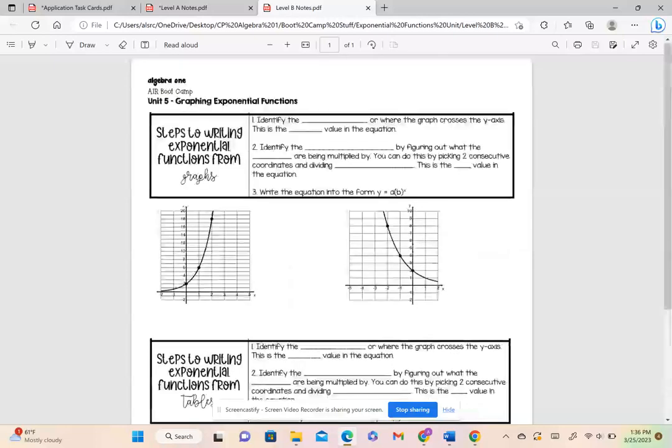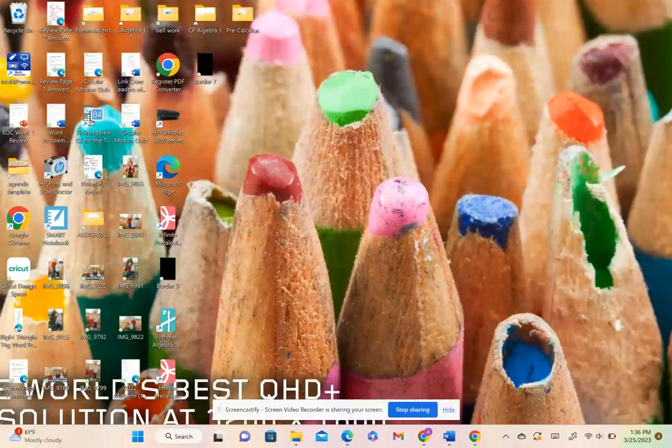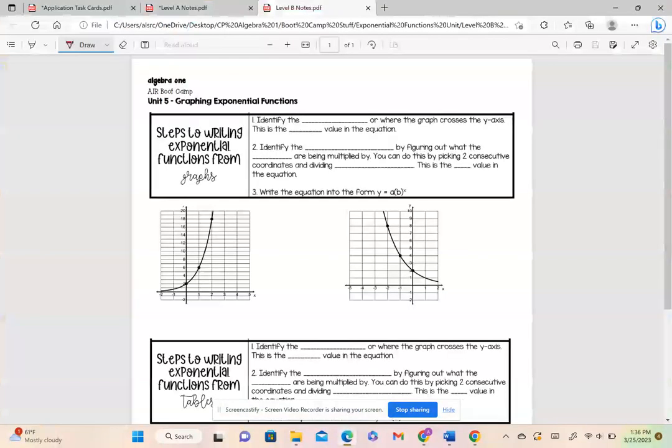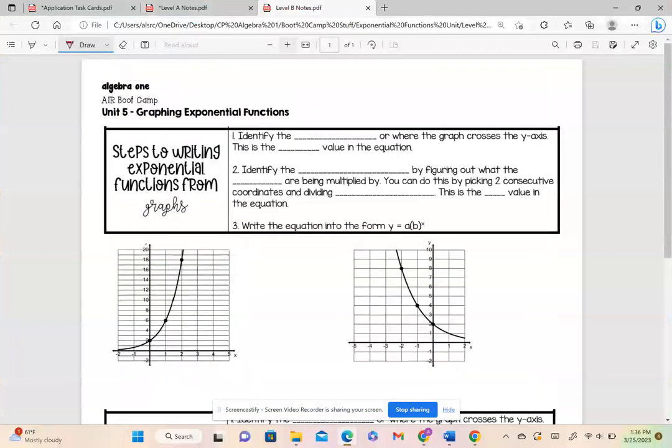Okay, now we are going to actually write exponential functions based off of a graph or based off of a table, lots of different things. Sorry about that. So here we go. Here's what you're gonna do, and your steps are gonna be very similar.